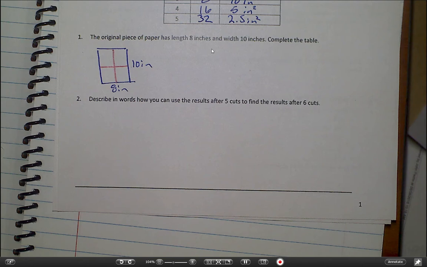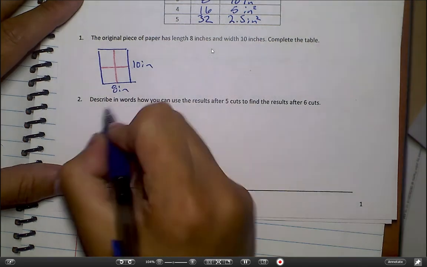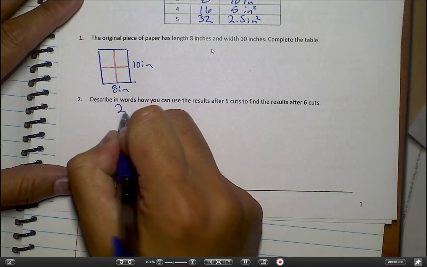In words. All right, anyone want to share their words with us? This guy: you will find the pattern in the table and use the same formula to get 6 cuts. I agree, but I want to know what the pattern is. So what would I do? You would double the number of pieces. Double the number of pieces, right? So 2 times the number of pieces, right?